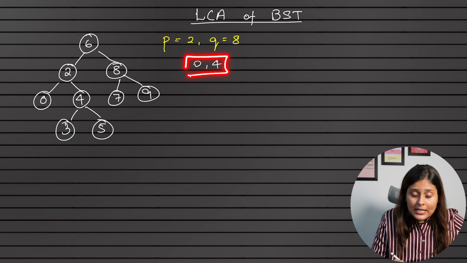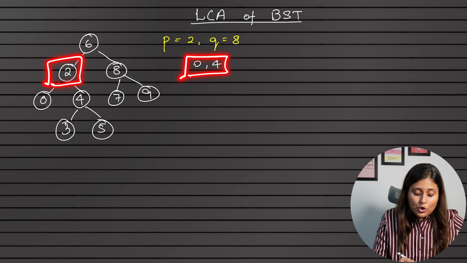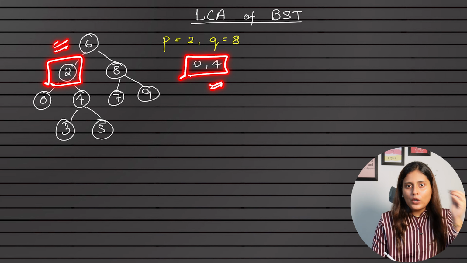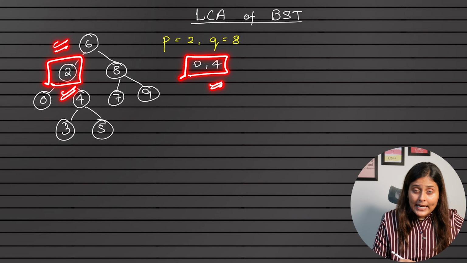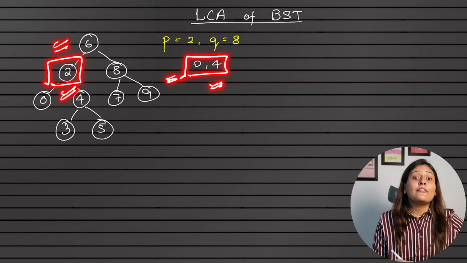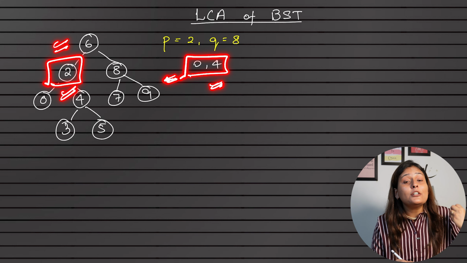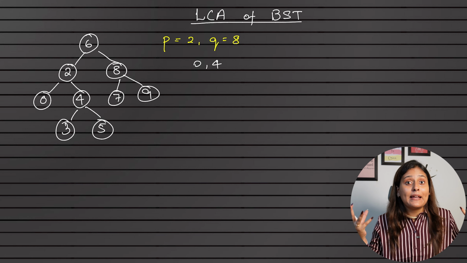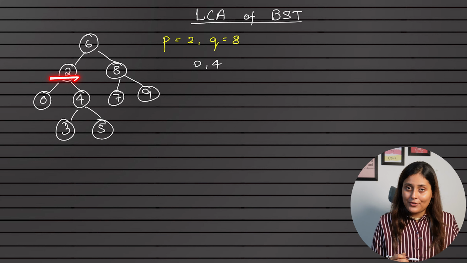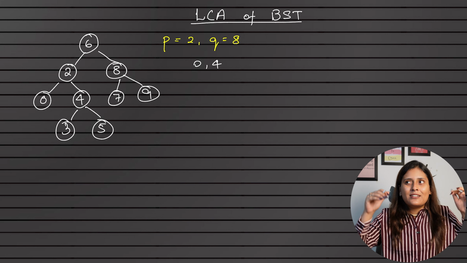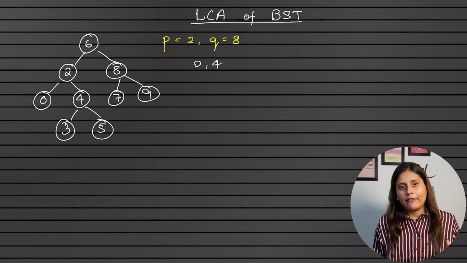In the 0 and 4 case we were at 2, and 2 is saying no, I am not greater than 4, which means 4 lies towards the right side, and also no, I am not smaller than 0, which means 0 lies towards the left side. So when neither of the cases is true, one node lies towards my left side and one node lies towards my right side, and that is the case. In that case we have to return the root instead of traversing below the levels.